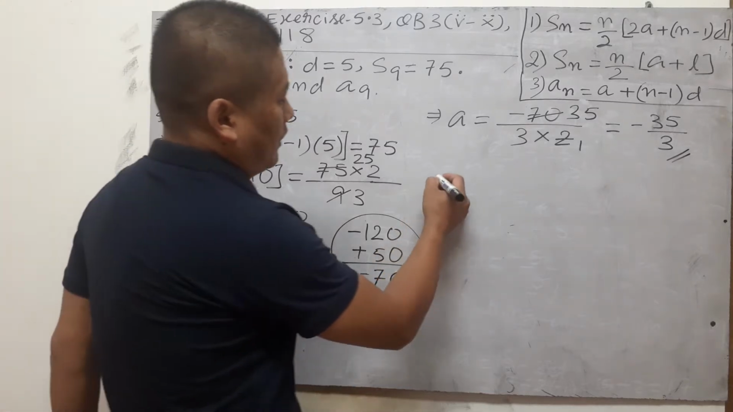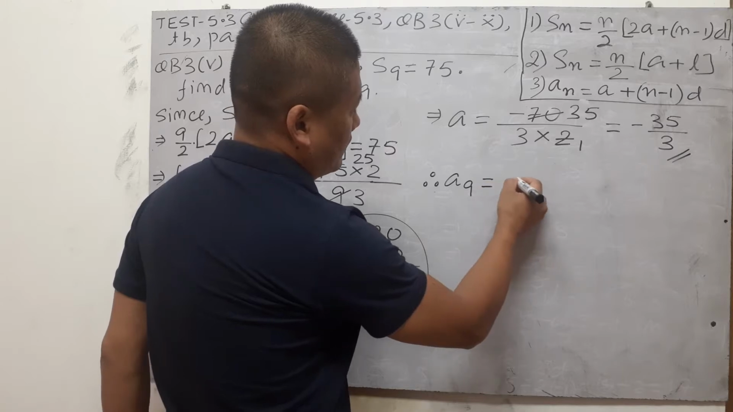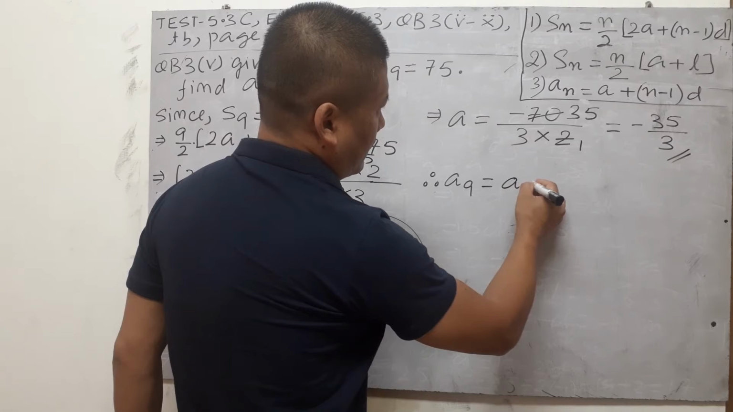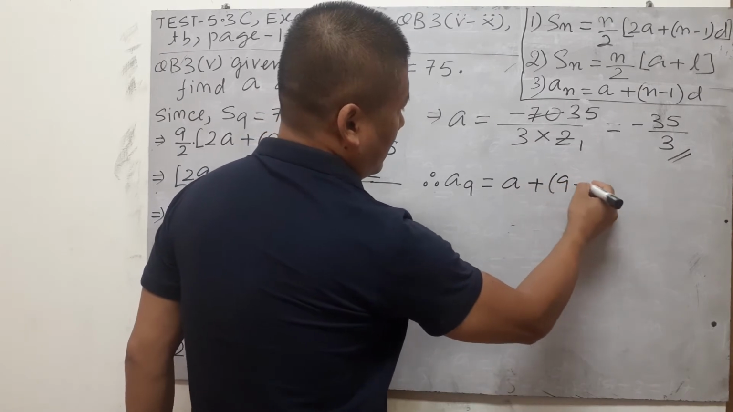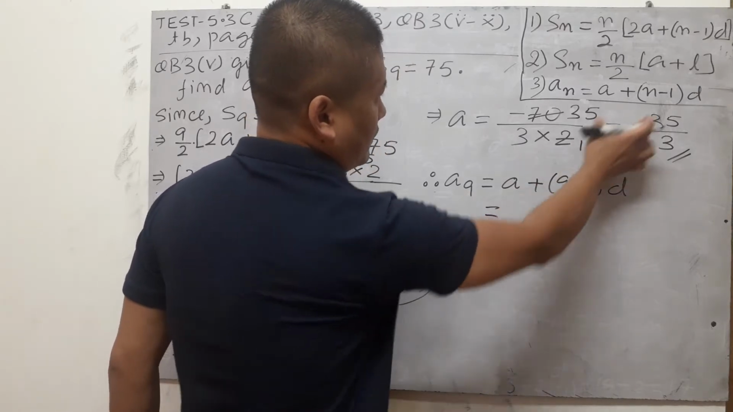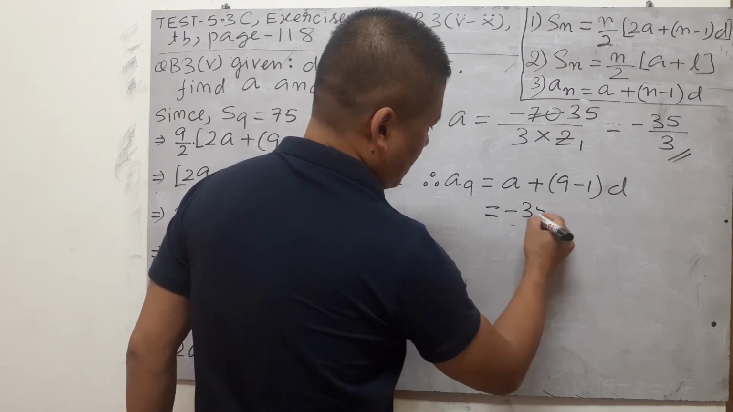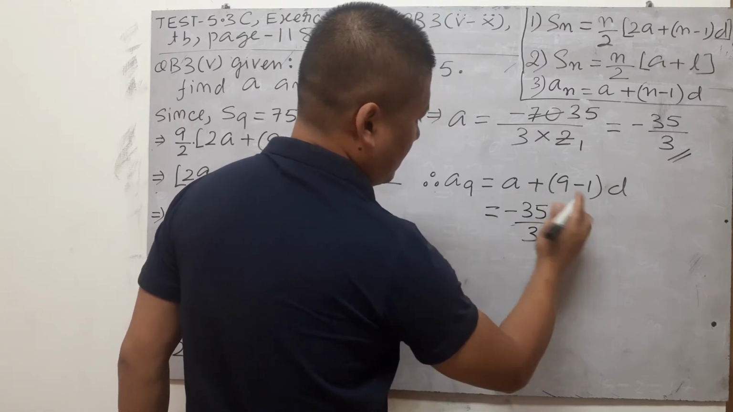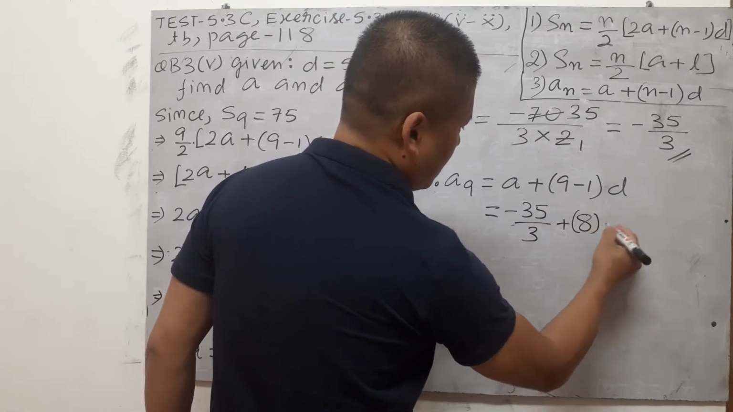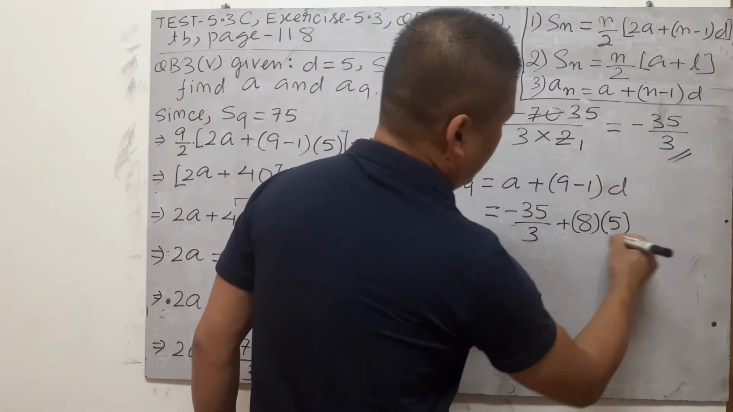So now, therefore, a9, the 9th term, we're going to use the formula an equal to a plus n minus 1 into d. n is here 9, so we put that using this formula. So a is what we just got, minus 35 by 3, then plus 9 minus 1 is 8, so 8 into d, here the value is 5, so we can put there 5.